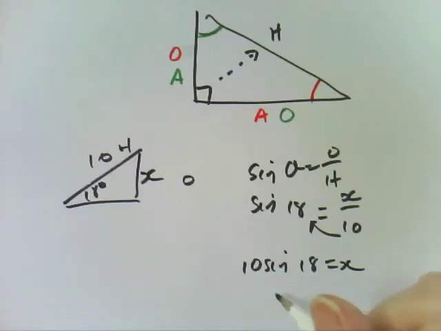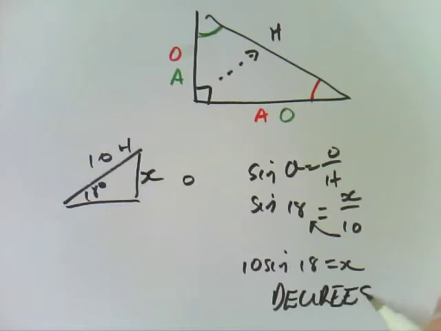Make sure your calculator is in degrees for this. Really important. Make sure your calculator is in degrees, not radians. If you have it in radians, you'll get the wrong answer. So that's finding a side.